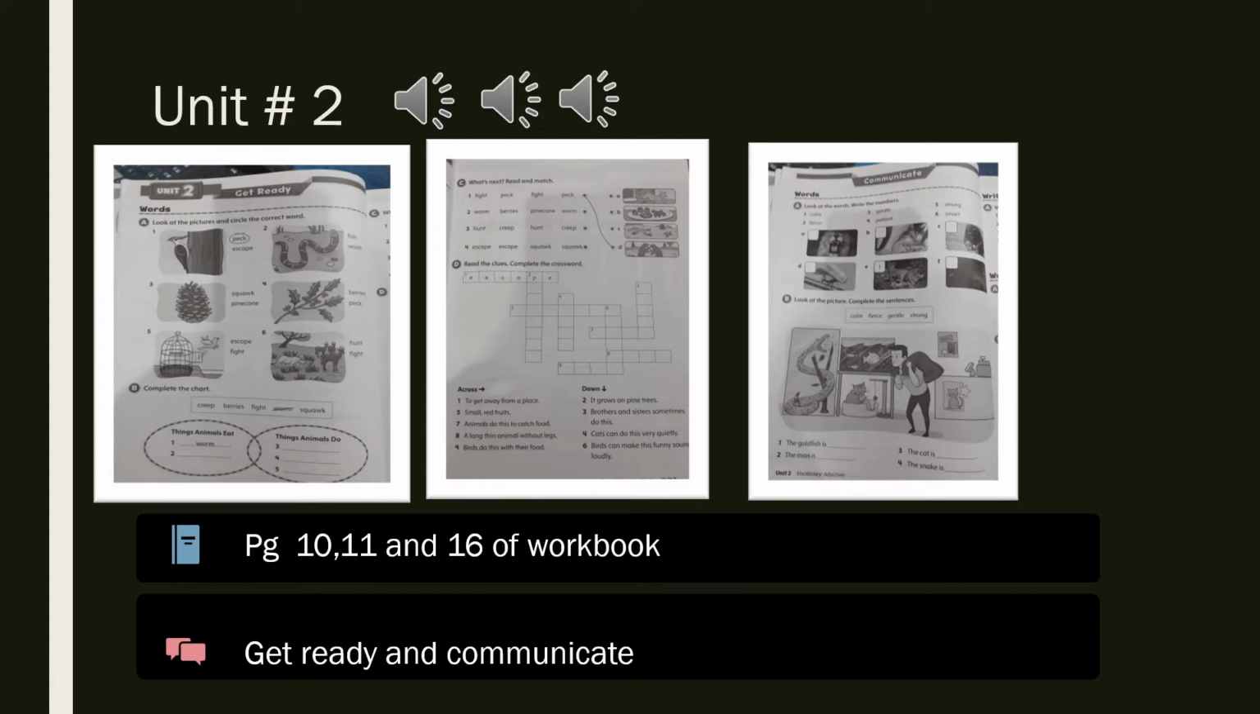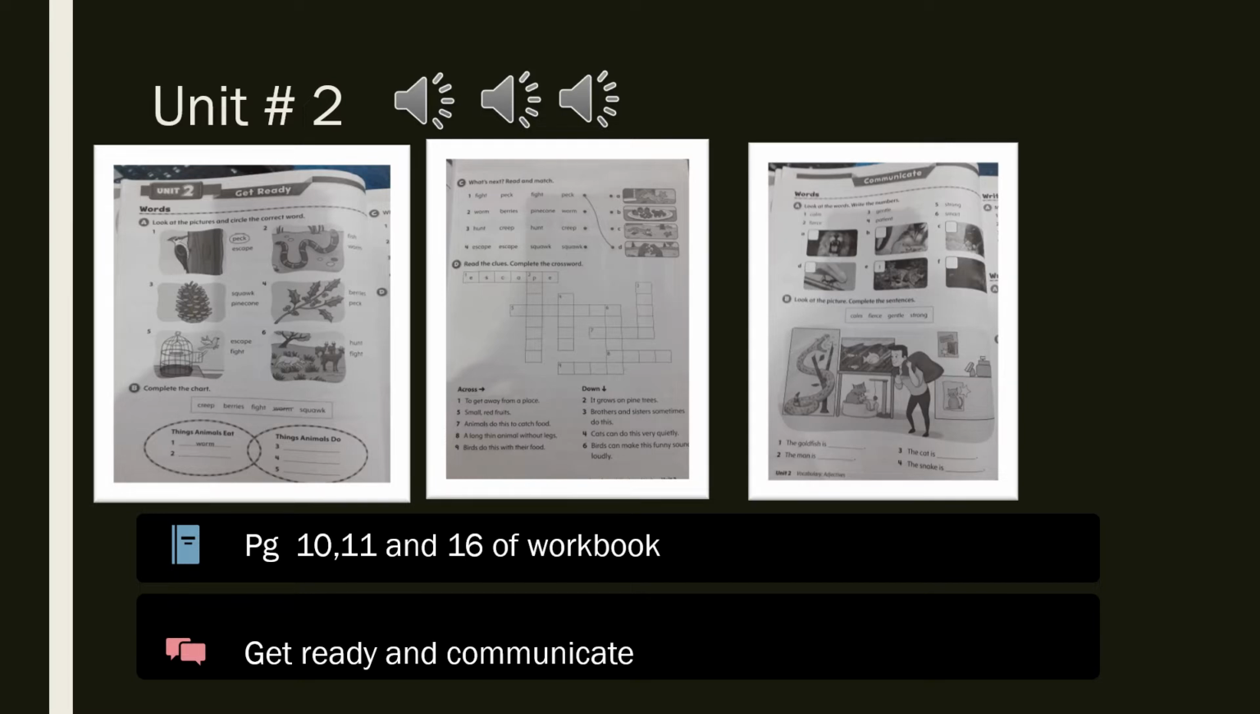Okay students, come to page number 10 of your workbook now. As you know, it was your RA and I would discuss this RA first. Come to A part first. Get your books ready. You just need to make sure whether you have done it correctly or not, and if you have made something incorrect, then you have to correct it straight away. A part is look at the pictures and circle the correct word. You need to look at the picture carefully and then circle the correct word.